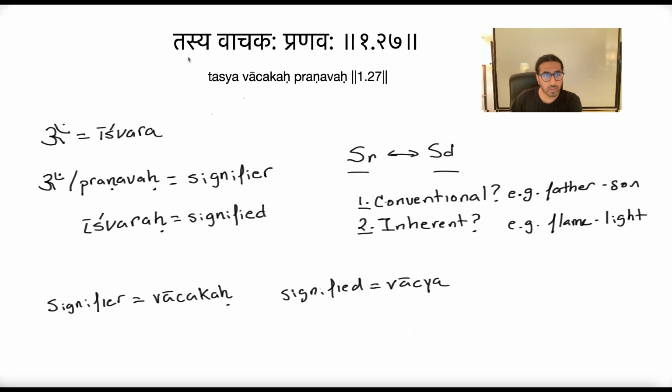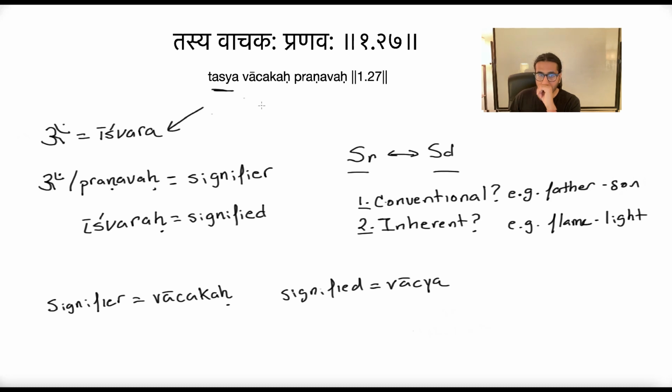Now this tasya right here is referring to Ishvara. Sutras do this. They will say tasya and refer to the previous thing, or tasmin, in that, and refer to the previous verse or another verse. So here we have tasya.